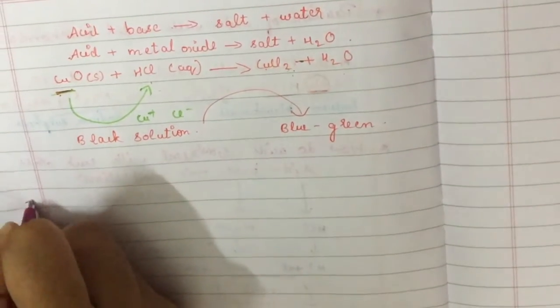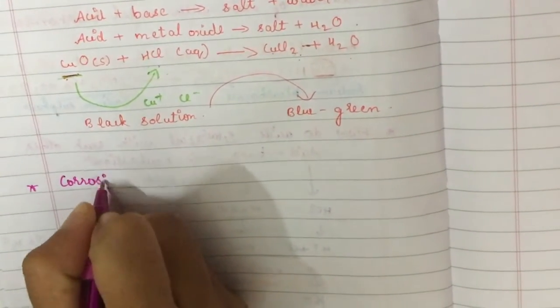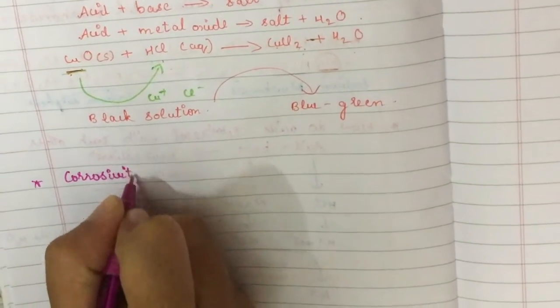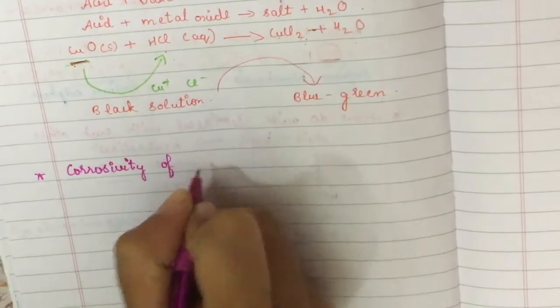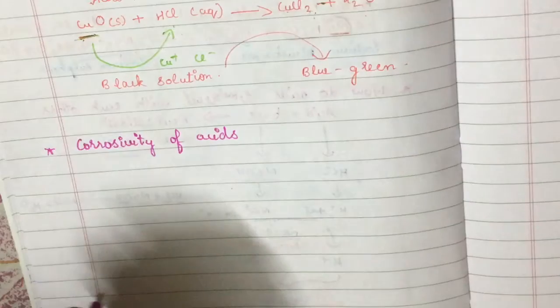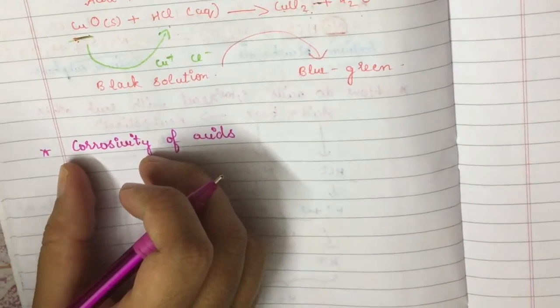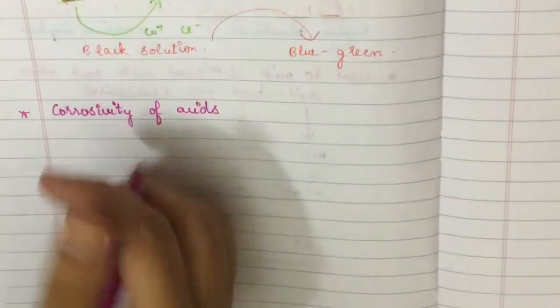Corrosivity of acids. What is this corrosivity, or corrosiveness, or corrosive character? Let us study this.